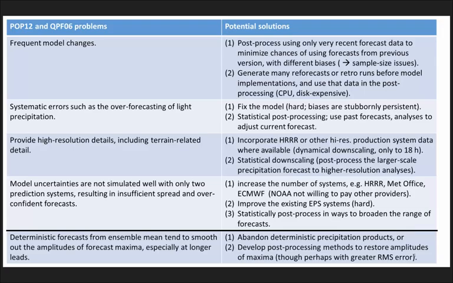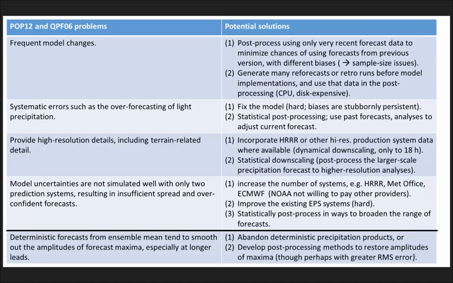Another challenge that we face, particularly here where we have only NCEP and Canadian data right now, is that the model uncertainties that we would hope to be able to simulate through the use of a multi-model ensemble are not well simulated with only two prediction systems. Well, we could increase the number of systems with the high-res rapid refresh and the others. We could improve the existing ensemble prediction systems, and indeed we are, but this is a slow, difficult, challenging process. Or we could add elements to the way in which we statistically post-process to broaden the range of the forecasts, and that will be what we will do in the national blend here.